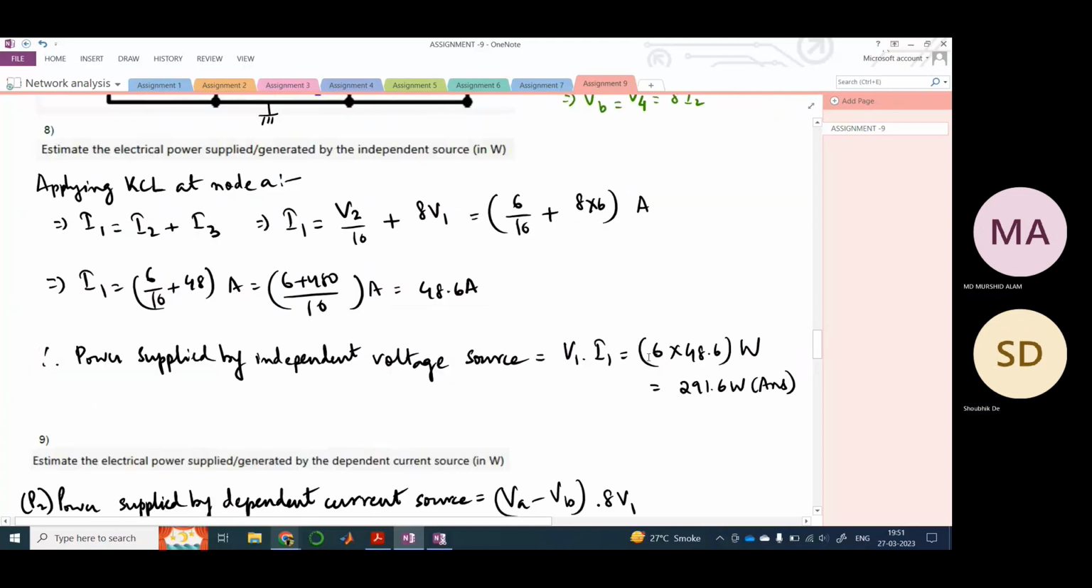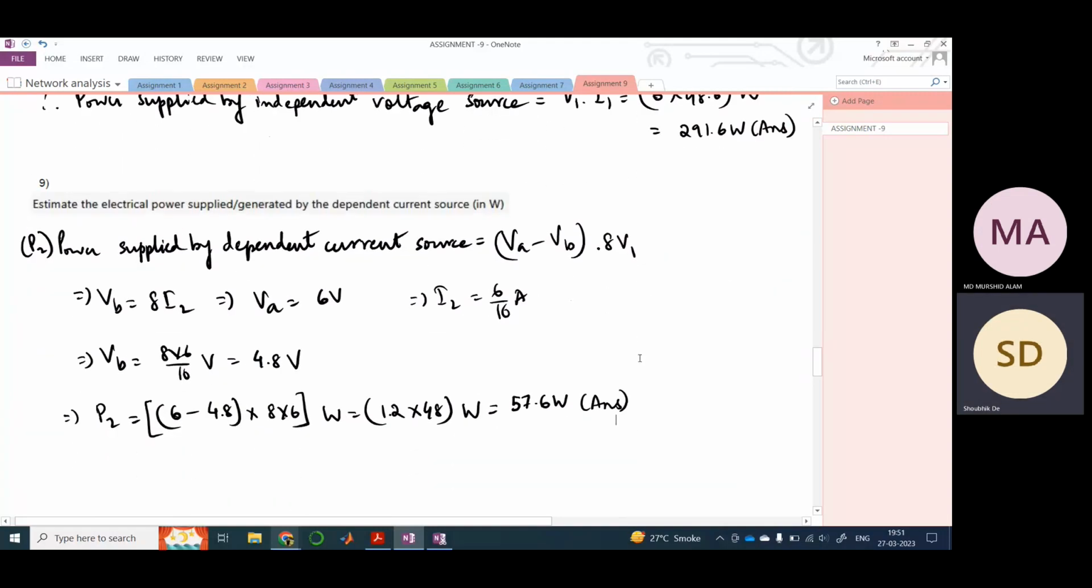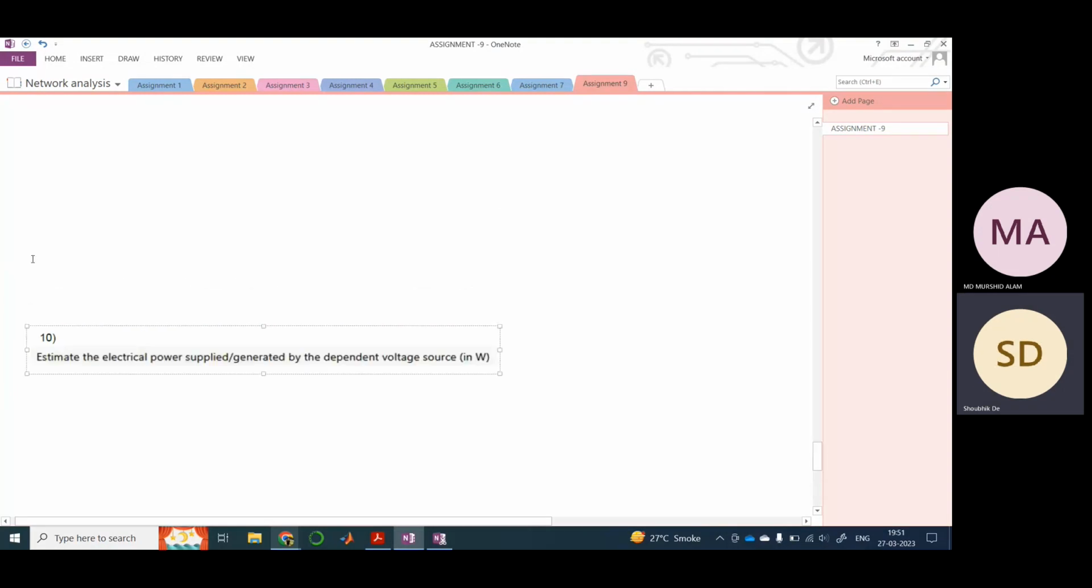Okay, so I hope this part is clear. Simple problem, but a lot of parameters actually. Let us go to the next part. And we have only two questions remaining.